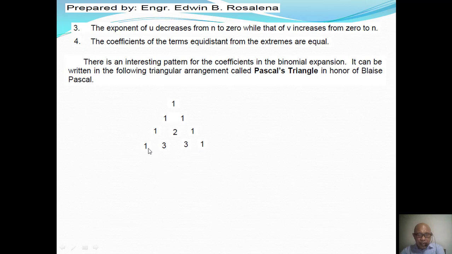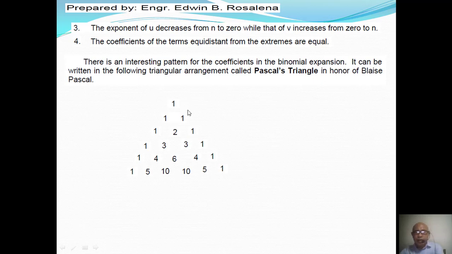Next, add na naman 1 plus 3 is 4. Add na naman 3 plus 3 is 6. Then 3 plus 1 is 4. And then write 1, 1 on the extremes. Okay na? Last na lang, ha? Okay. You add, this is 5. You add, this is 10. You add, this is 10. You add, this is 5. Then write 1, 1 on the extremes.